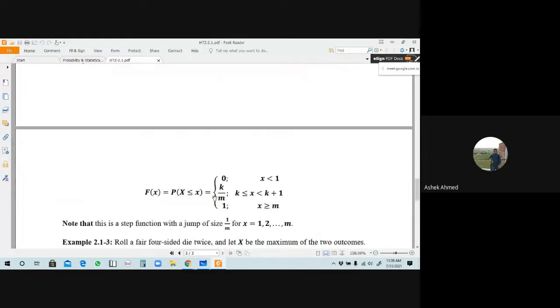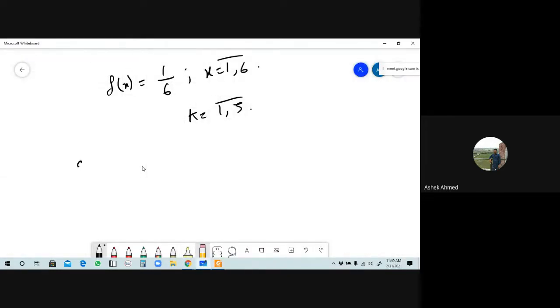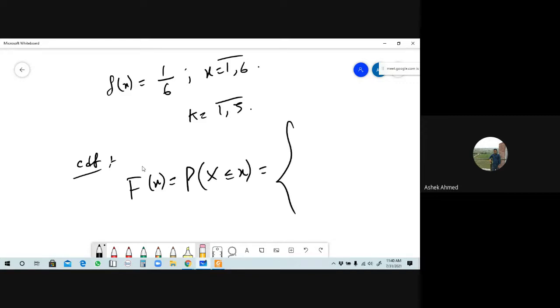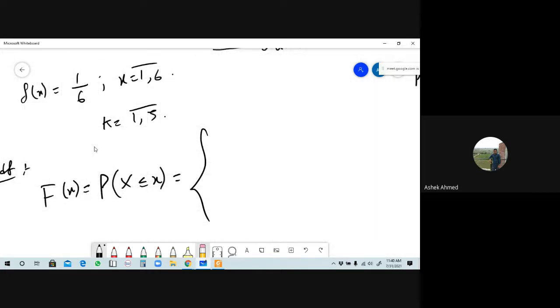So we are going to find the CDF. The CDF for a discrete type random variable is capital F of x equals the probability of capital X less than or equal to small x. There are 3 conditions. The first is when the probability will be 0: when the value of x is less than the lower limit, which here is 1. When x is less than 1, the corresponding CDF will be 0. Understand?